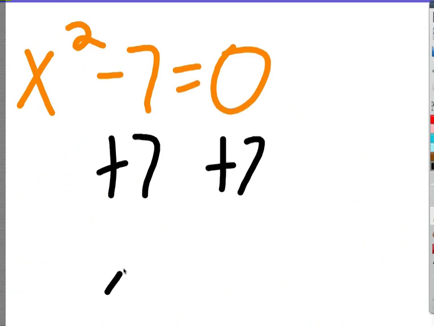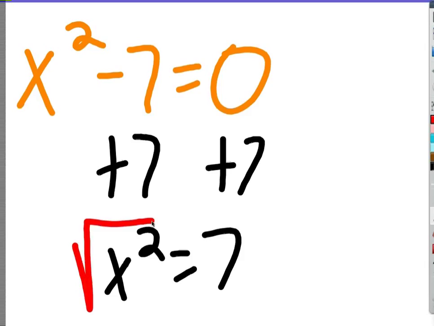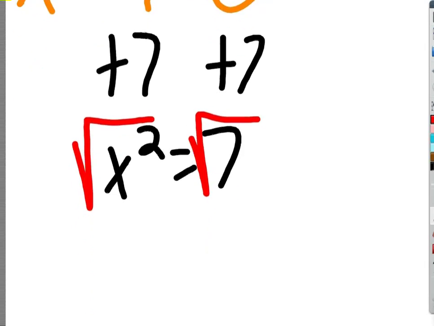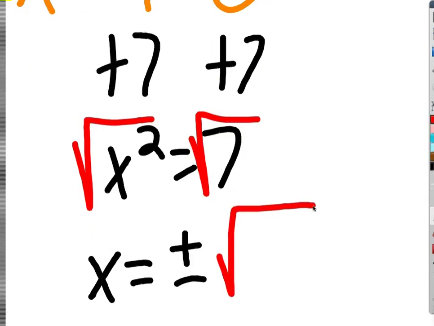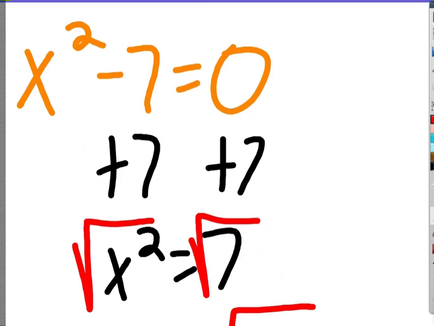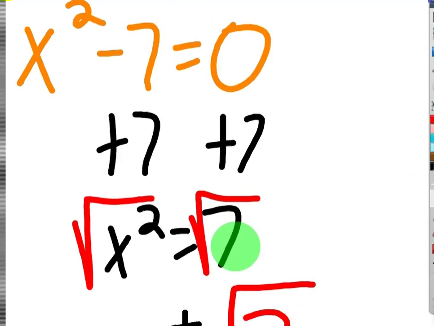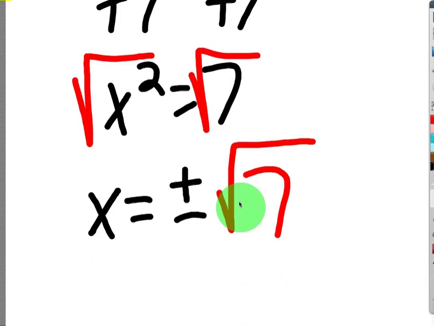And then what would you do? You take the radical of both sides. Okay, you still take the radical because you have to get your answer. X equals is just going to be plus or minus radical 7. So the point is, when this number is not a perfect square, you still get two answers from it. It's just not a perfect square. Okay, I'm actually going to write this.